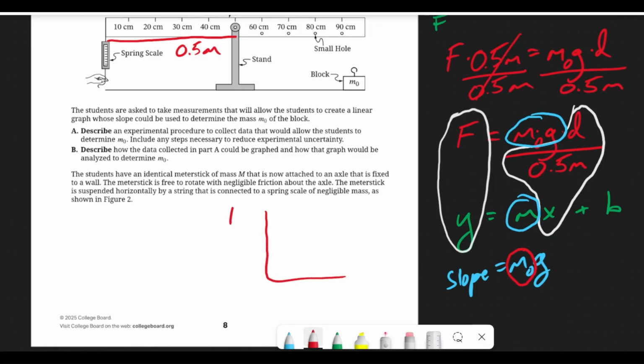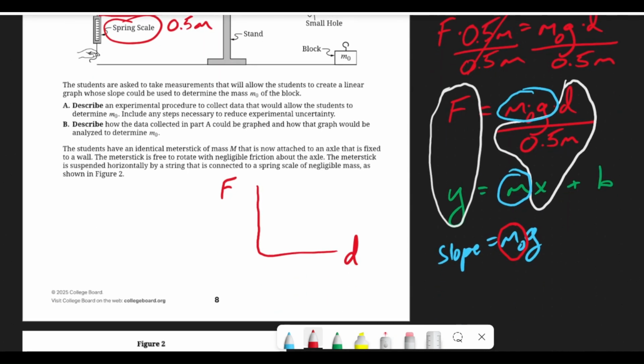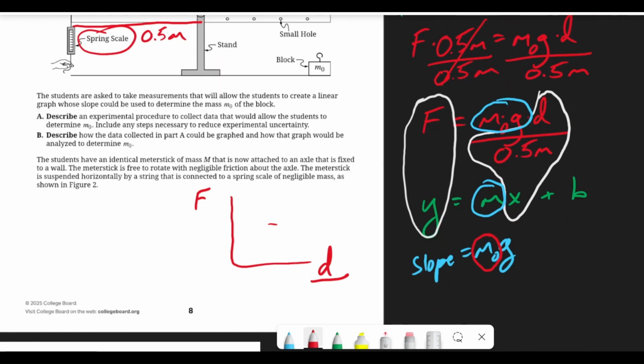I'm going to put my F, my forces that I measure using my spring scale, on the vertical axis. On the horizontal axis, I'm going to put my distance that I measure, my distance from my axis of rotation, divided by 0.5 meters. That's going to be on my x-axis. And then I'm going to plot all of my different points, and then draw a line of best fit. And then the slope of this line is going to be m0 times g.